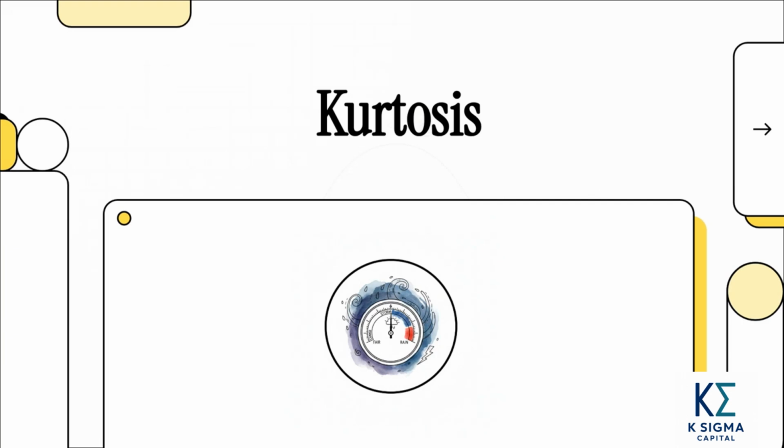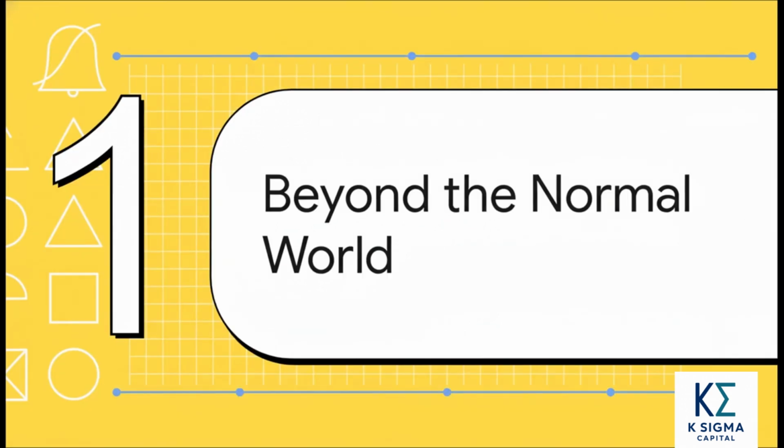Have you ever wished you had, I don't know, a weather forecast for market storms? A way to spot those huge risks that the usual financial models just seem to miss? Well, today, we're going to dig into a statistical tool that does pretty much that. It's called kurtosis.